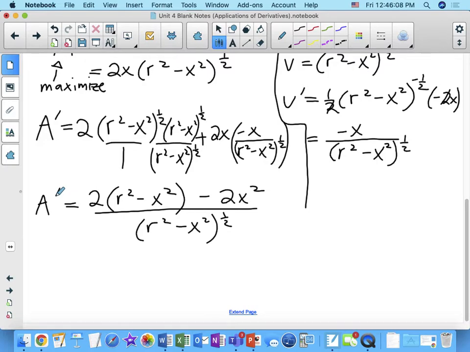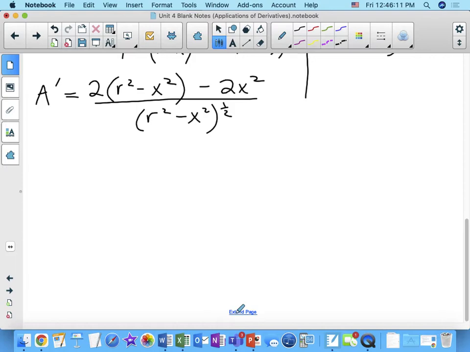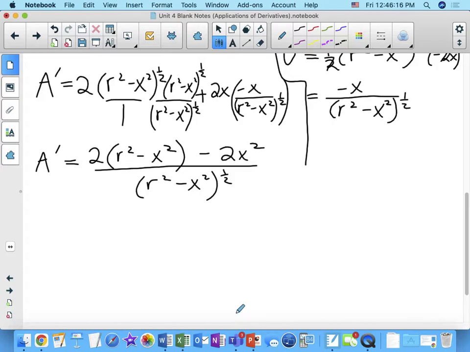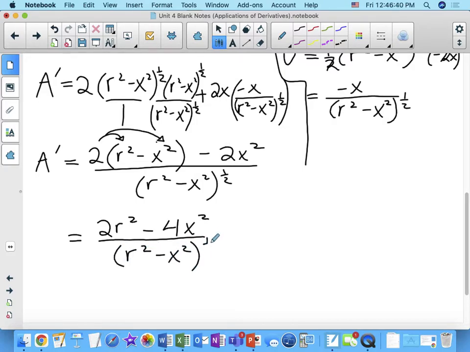Okay. And if I simplify a little bit more, I have to distribute this in, then collect like terms. So I'm going to get 2r squared, and then minus 2x squared minus another 2x squared. So altogether, that would be minus 4x squared over r squared minus x squared to the 1/2. And that is a prime.